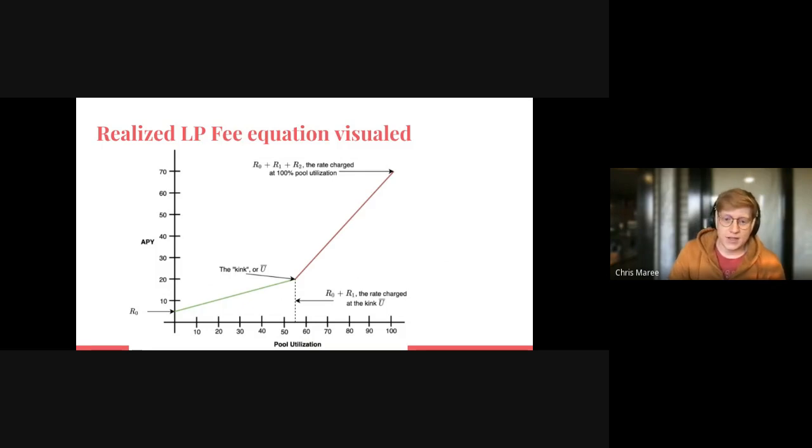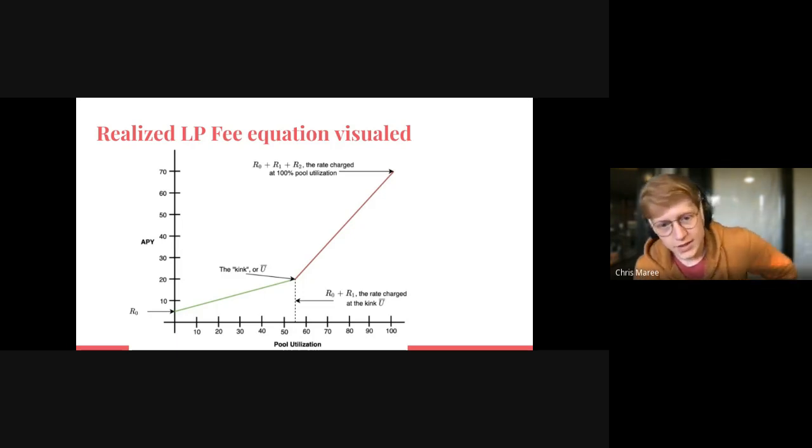So this is basically what that looks like visually. R0 is the offset at 0 utilization. U bar is the kink. R0 plus R1 is the rate charged at the kink. R0 plus R1 plus R2 is the rate charged at 100% utilization. So you can see, depending on what the pool utilization is, number goes up in APY, basically. You can go to the next slide.